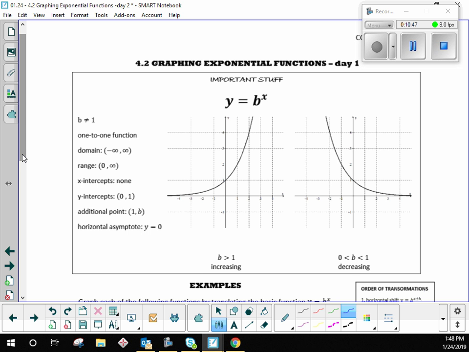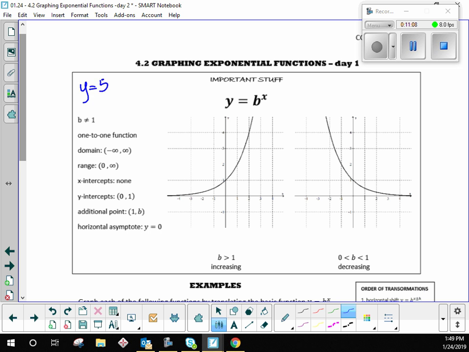And their graphs look like these. It's either increasing for when b is greater than 1, or it's decreasing for when b is less than 1. And b stands for any number. Okay, that's just the base. Like I could have, like here are some examples of exponential functions.